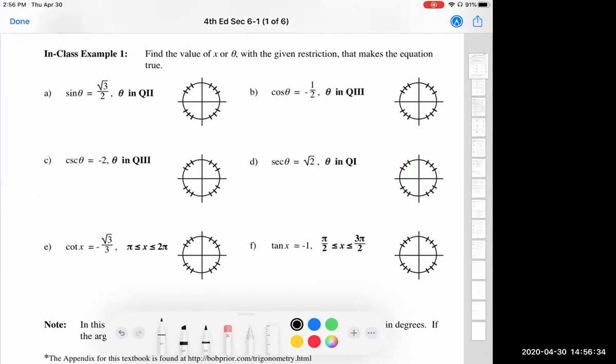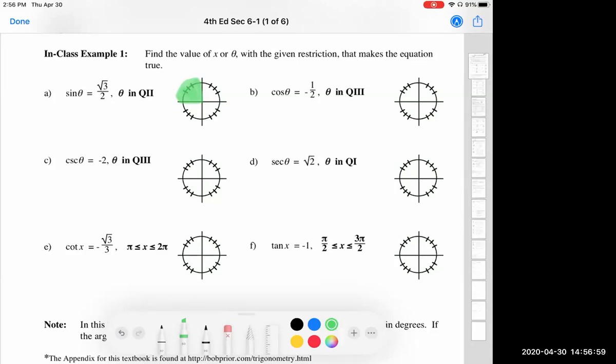So we have an in-class example. Find the value of x or theta with the given restriction that makes the equation true. So we want to find where sine is radical 3 over 2, and we have a restriction that it must be in quadrant 2. I think this is the last thing we did together, these type of problems. So looking only in quadrant 2, what is sine radical 3 over 2?